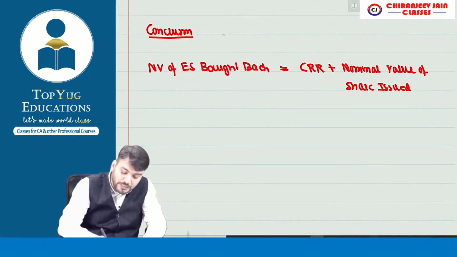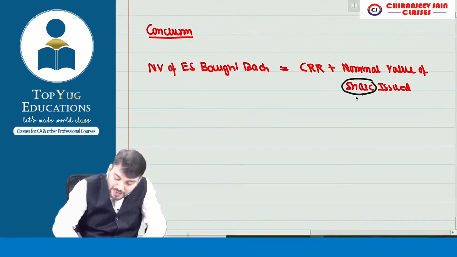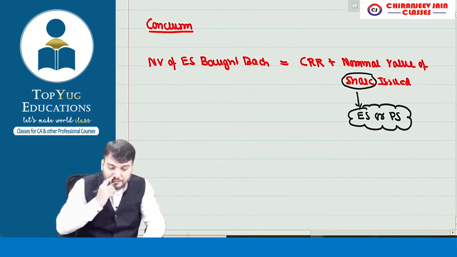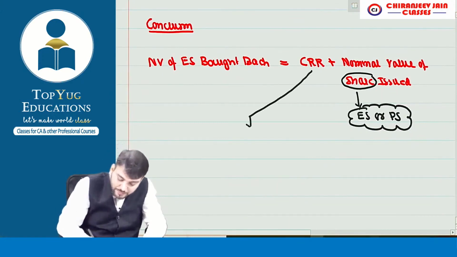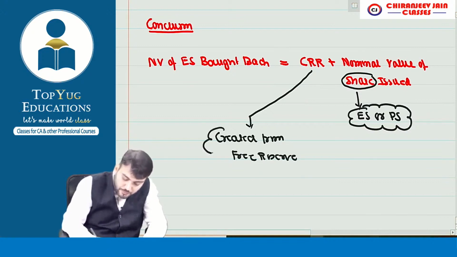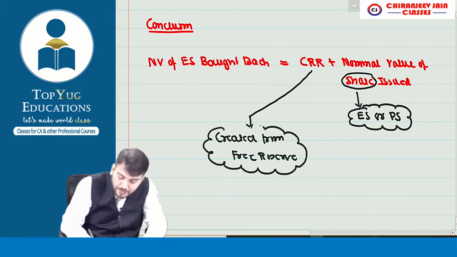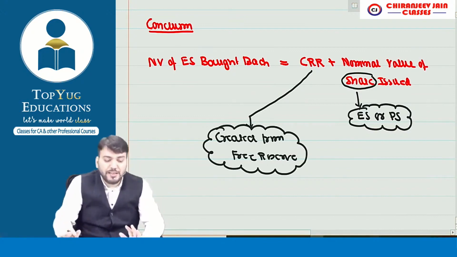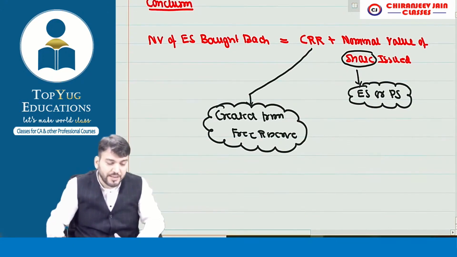So when I am saying nominal value of shares, these shares can be either equity shares or preference shares, correct? And this CRR is created from free reserve, correct? So I think not much explanation is required. I think you are understanding, correct?